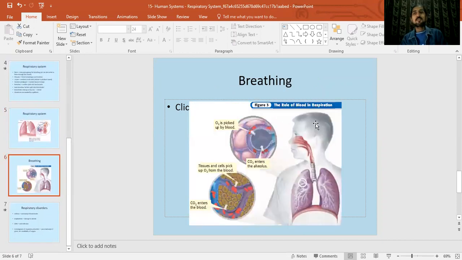Now we talk about the role of blood in respiration. As we all know, blood flows throughout our body, but blood is equally important in respiration as well. Oxygen is picked up by blood and then the cells and tissues of our body pick up that oxygen, and that oxygen is utilized by our body to perform its functions as effectively as possible. Here you can see O2 and CO2 are mentioned. So O2 is oxygen and CO2 is carbon dioxide. O2 is picked up by blood and CO2 also enters the alveolus.